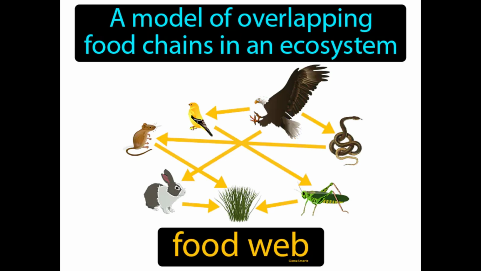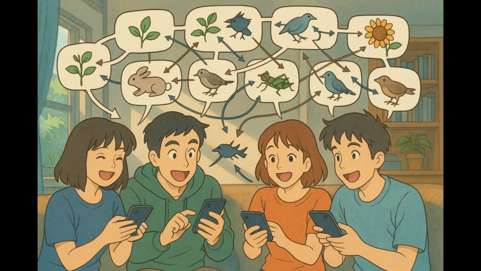A model of overlapping food chains in an ecosystem. Food web. A food web is a network of interconnected food chains showing how different organisms feed on each other in an ecosystem. Imagine trying to manage a group chat where everyone is talking to each other at once, sharing information and making plans. This chaotic yet interconnected conversation is similar to a food web in an ecosystem, where various plants and animals interact in a complex network of feeding relationships.